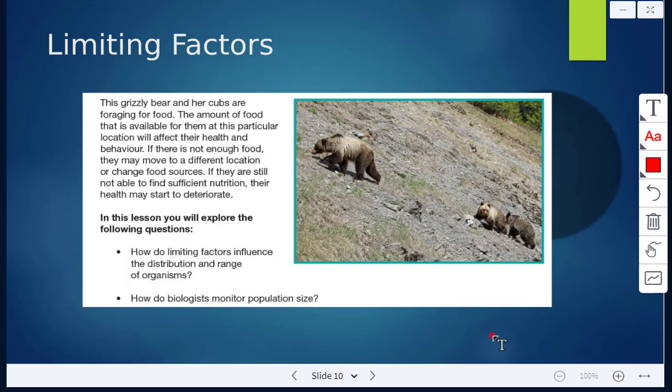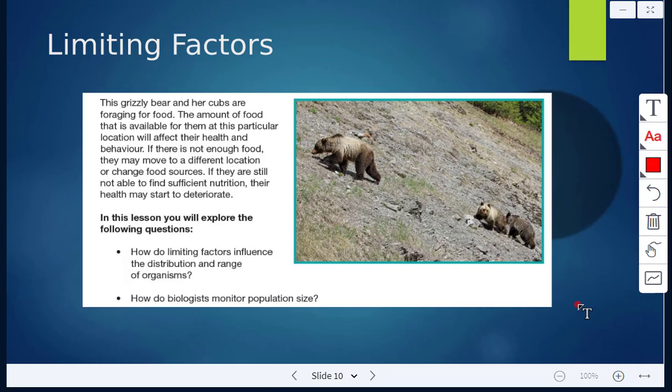So let's just look at this diagram here. We have a grizzly bear and her cubs, and they are foraging for food. The amount of food that's available for them at this particular location will affect their health and behavior. If there isn't enough food, they might have to move to a different location, or they might have to change their food sources. If they are still not able to find sufficient nutrition, their health may start to deteriorate.